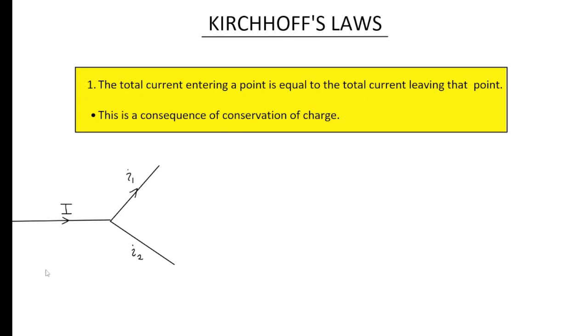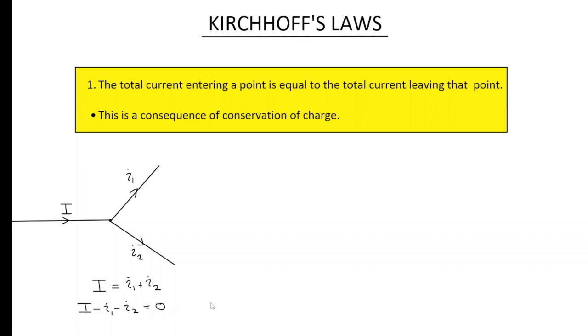Now let's look at a simple example. If you think about current capital I flowing into this junction, and you have two branches where current lowercase I1 and I2 are flowing out, the total current flowing into the point, capital I, is equal to the total amount of current going out from that point, which is I1 and I2. Now, you can sometimes bring these I1 and I2 to the left hand side. So you can come up with this version: I minus I1 minus I2 is equal to 0.